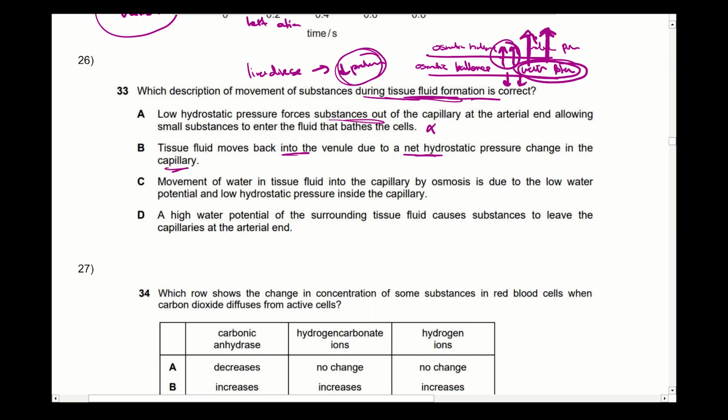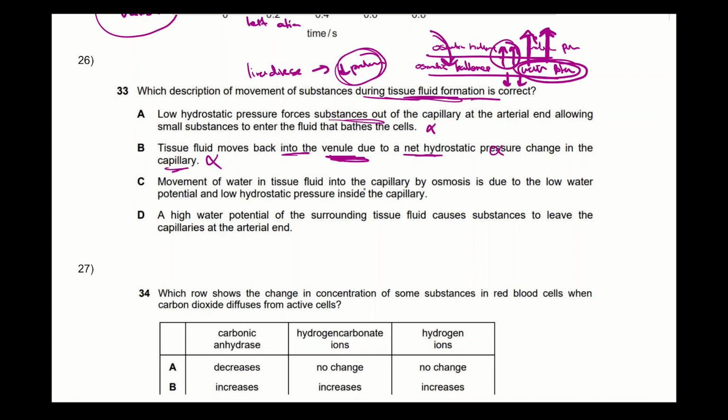Now, this is incorrect. Here we're talking about the movement of tissue fluid outside, aka tissue fluid formation. Therefore, this is incorrect. And it moves back due to the osmotic balance, since the osmotic balance at the venule side is actually increased. Therefore, water goes back inside, down the water potential gradient. Therefore, this is incorrect.